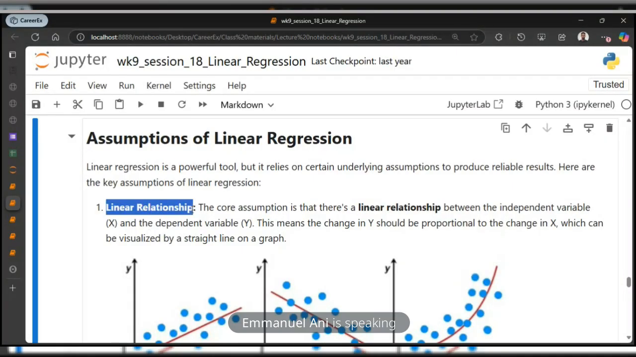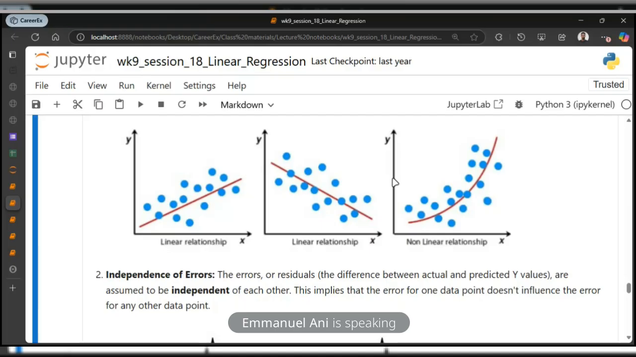As I said, linear relationship is a very, very essential assumption, because the inner workings of linear regression require a linear relationship between your dependent and your independent variable. If not, the results you'll be getting will not be very reliable. All right, so it doesn't mean it won't work. It would work most times, but the output will not be a very reliable output. That's just one of those assumptions.